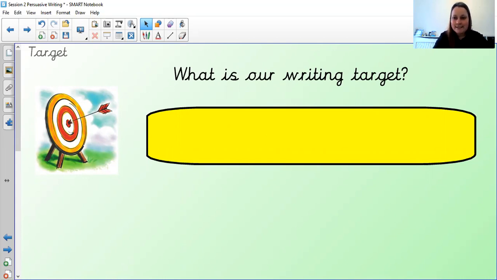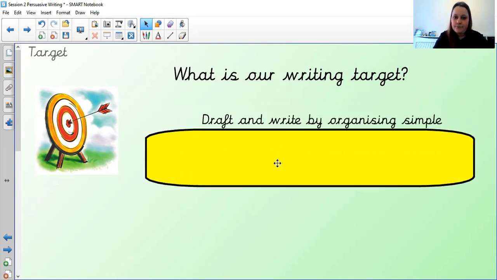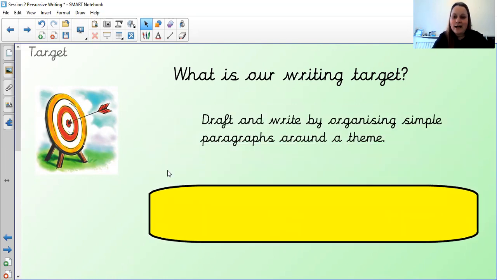So what's our writing target? I did share this with you yesterday, so who can remember what our writing target is for this unit? It is to draft and write by organising simple paragraphs around a theme. So paragraphs are going to be really important in our persuasive writing.